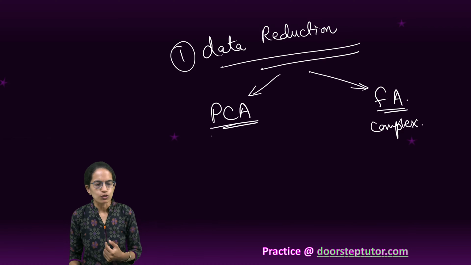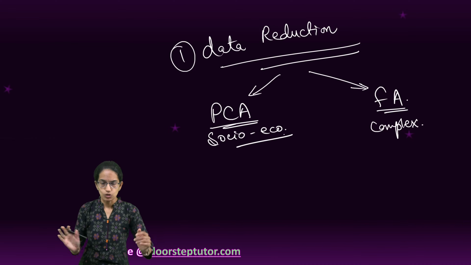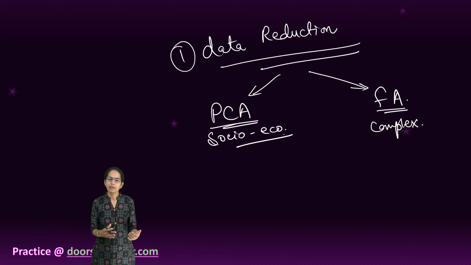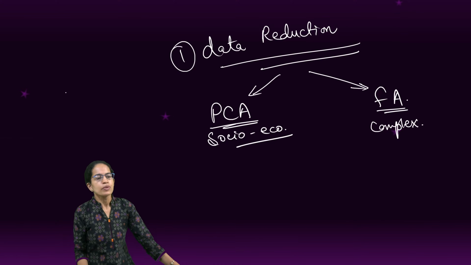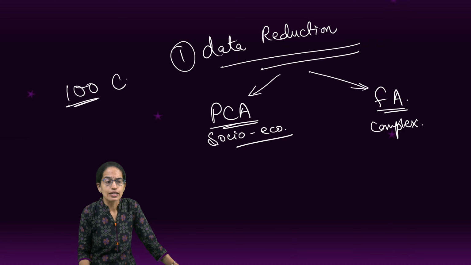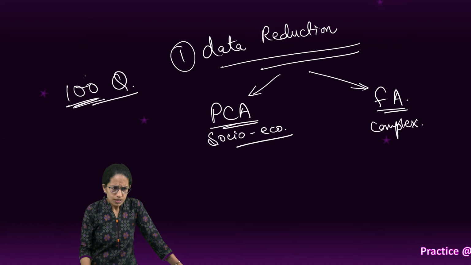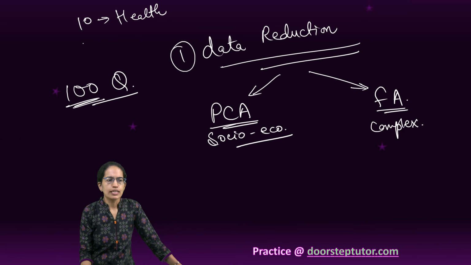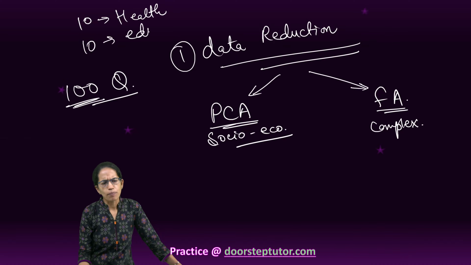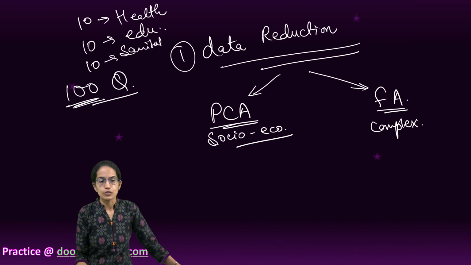Let's say I went on a survey. I want to understand the socio-economic status of a village. I can use a principal component analysis. How? I have a questionnaire in hand. That questionnaire has 100 questions. Now what I would do is I would have 10 of the questions which are similar and talk about health, another 10 talk about topics related to education, another 10 talk about topics related to sanitation.